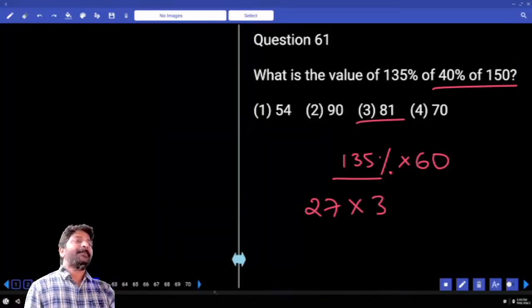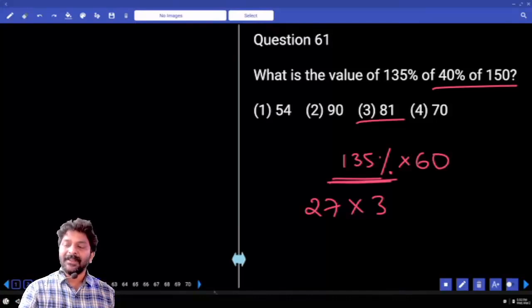Sometimes we go with 50% plus 10% also. If you are able to get 50% value and 10% value in integer, then we'll do that. But here, when you calculate 50%, you get decimal, right? Hence, we are not doing that.